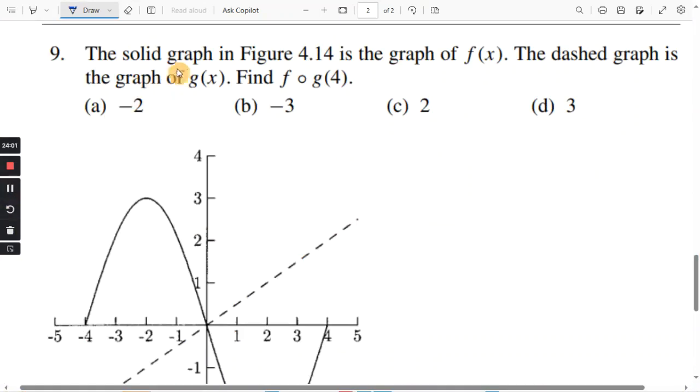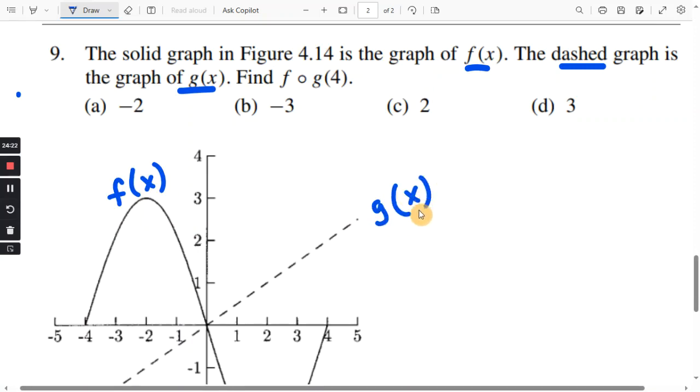All right, the solid graph is the graph of f of x. The dash graph is g of x. So let's label those. All right, so the solid graph is f of x. And the dash graph here is g of x. All right, we want f of g of 4. All right, so that's going to be f of g of 4. That's how you would write it.